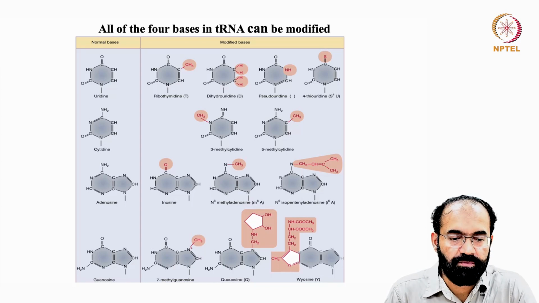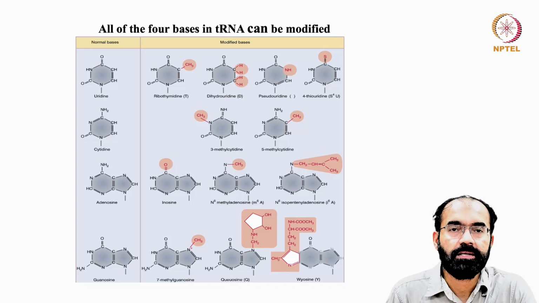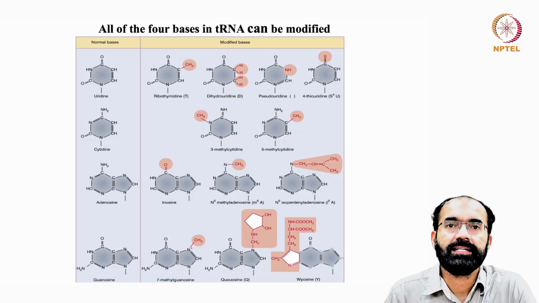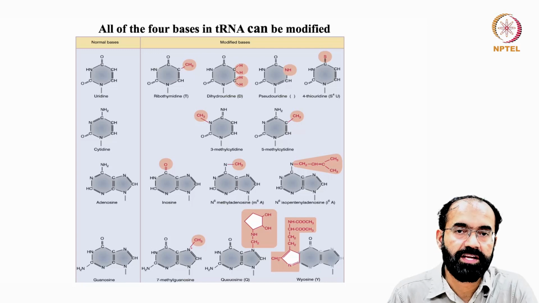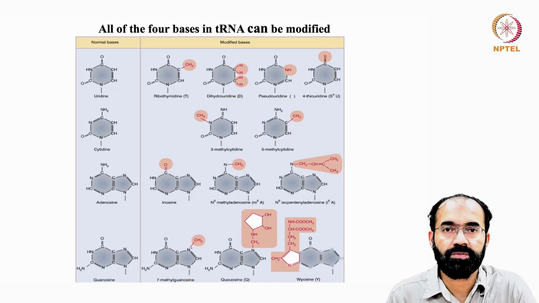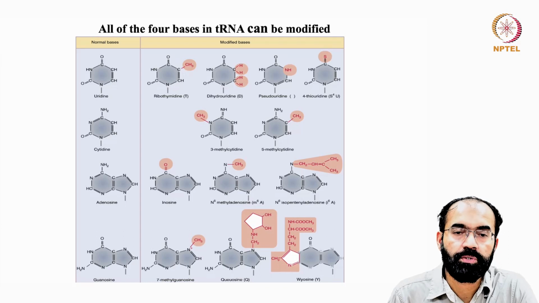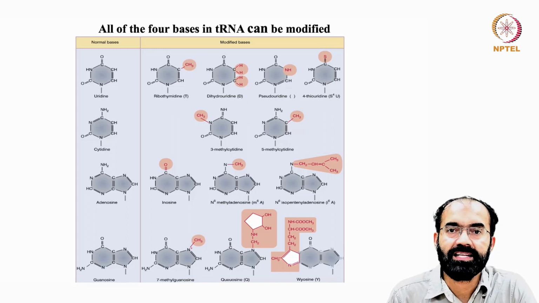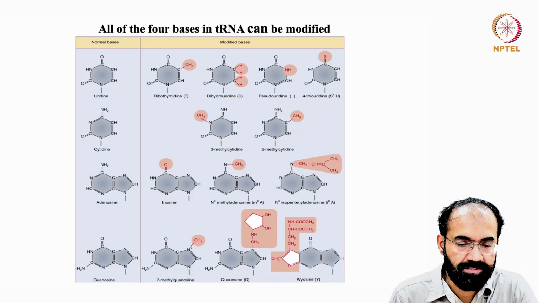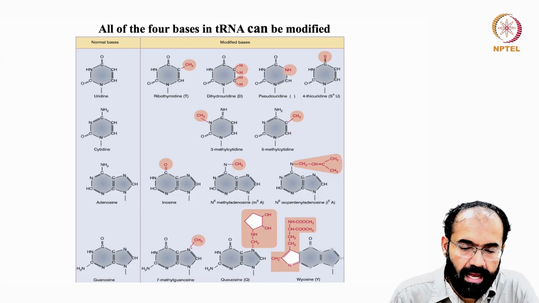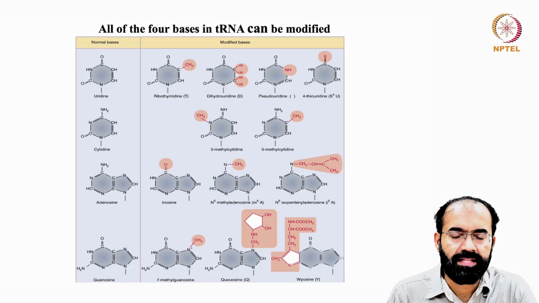So in the previous class we were discussing the possible bases that can be modified in the tRNA, because we have seen that tRNA can undergo post-transcriptional modification, especially for enzyme recognition, protection from the nucleases, etc. So the uridine base can be changed into ribothymidine, dihydrouridine and pseudouridine, thiouridine, etc. Like that, cytidine can be modified into 3-methylcytidine, 5-methylcytidine, etc. Adenosine can be changed to inosine and N6-methyladenosine and isopentenyl adenosine, etc. So the names are not important.